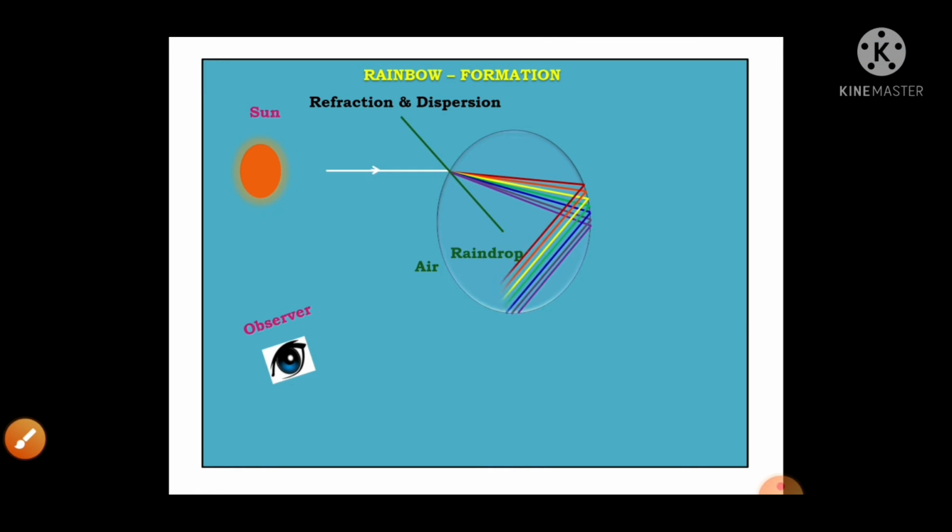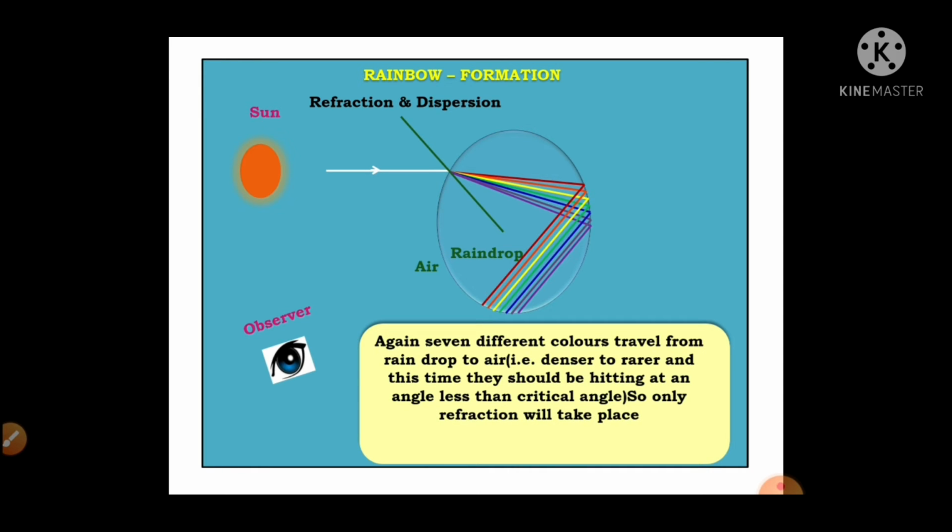Now you can see that instead of going out, it has been internally reflected because of TIR, that is total internal reflection. Again 7 different colors travel from the raindrop to air, that is denser to rarer, and this time they hit at an angle less than the critical angle, so only refraction will take place.